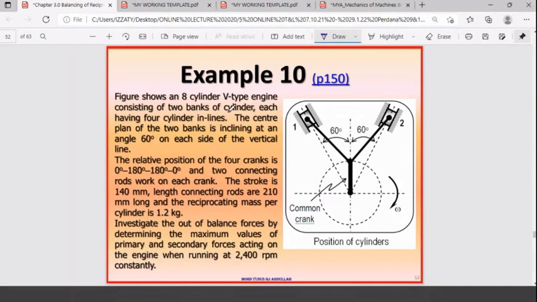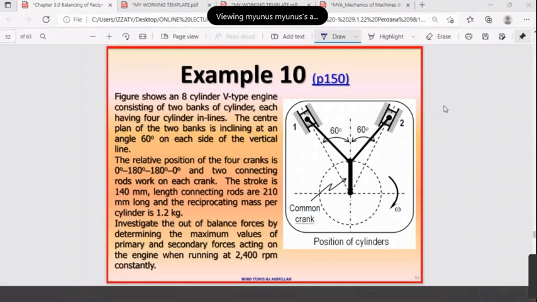Okay. If you have V6, for example, how many common cranks will you have? How many common cranks do you have? V6. Anyone? Anyone? Am I talking to myself here? If you have here 8 cylinders, tell me how many common cranks you have? 8 cylinders, you have 4 common cranks. How many bangs do you have? How many bangs do you have?